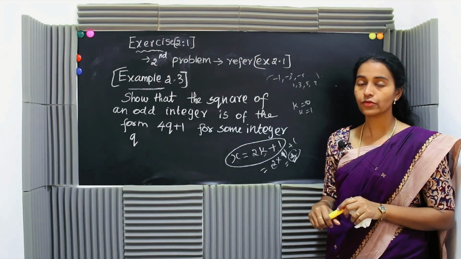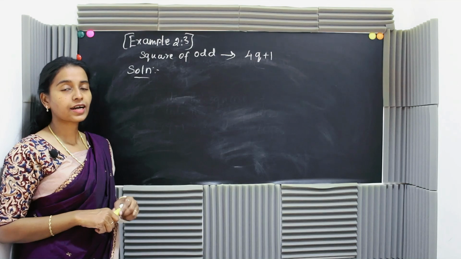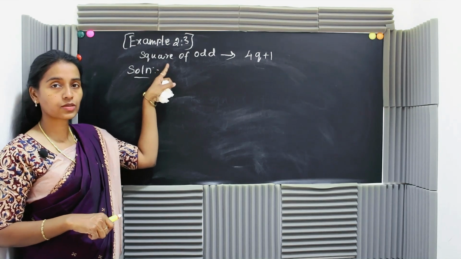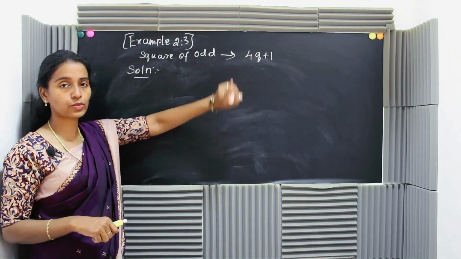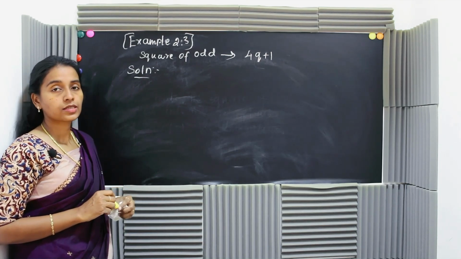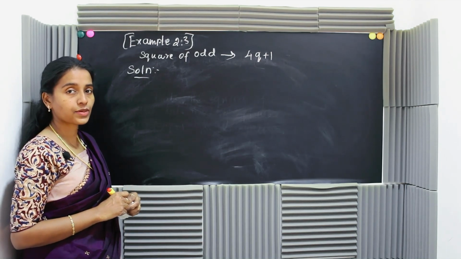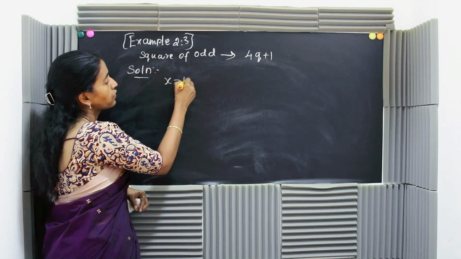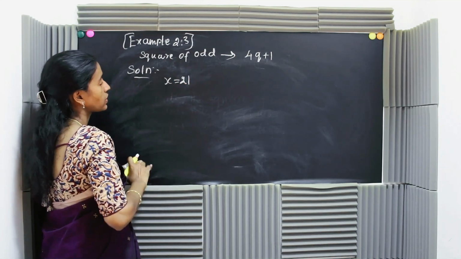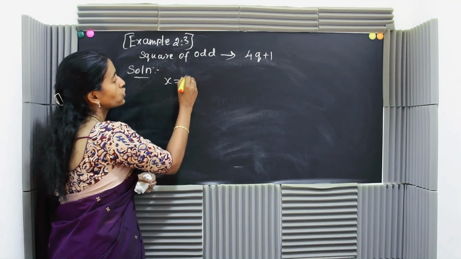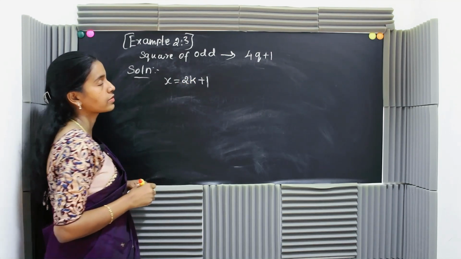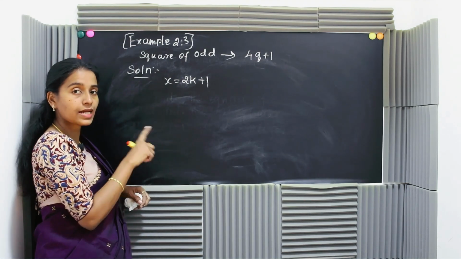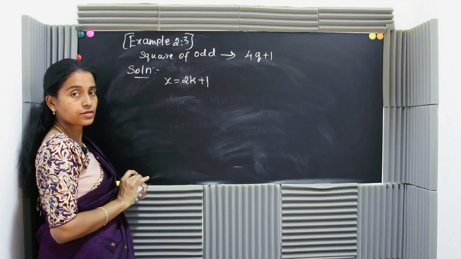This is the question. Now we can see the solution. Here I have written the question briefly: we need to show that the square of an odd integer is in the form of 4q plus 1. And for the solution, we have to write the formula first, for generating an odd integer. That is x equals 2k plus 1. No matter what number we put for k, we'll get an odd integer as the answer.